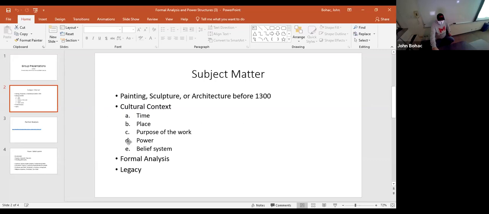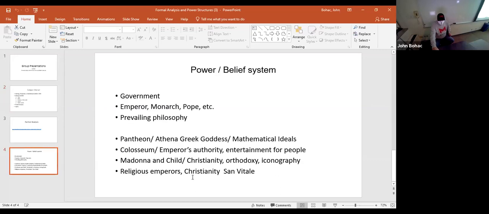And D and E, power and belief system. Everybody else, so far there hasn't been any questions about the time and the place and the purpose of the work. Power and belief system presented some issues. And so I went to the power and belief system. Now, I'll tell you what I mean by that.